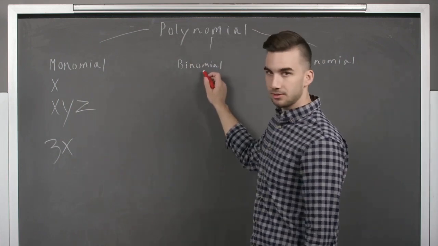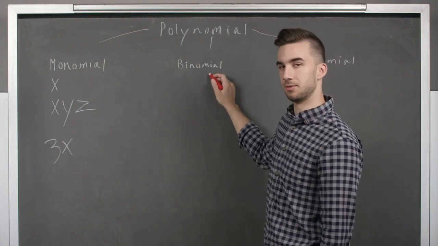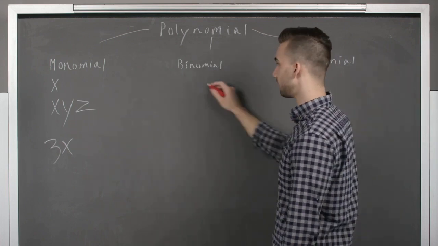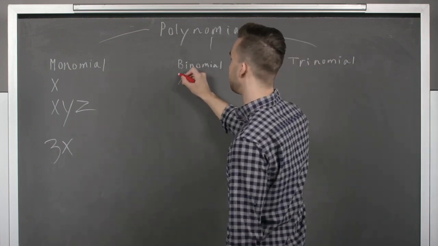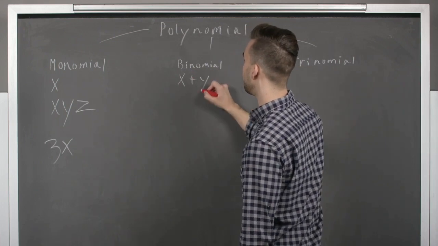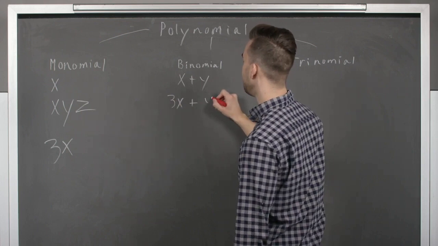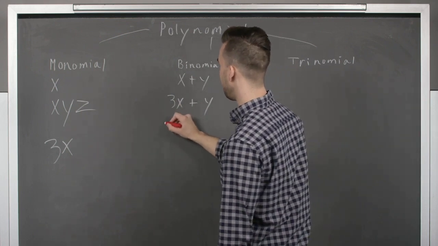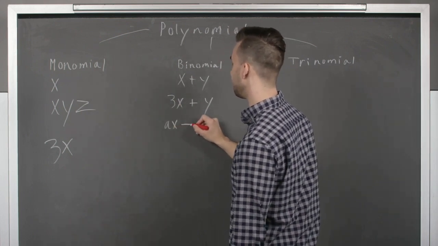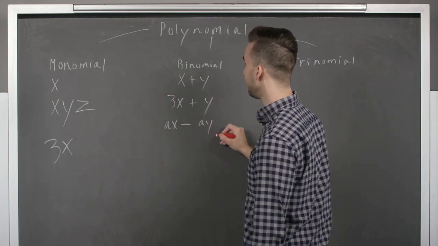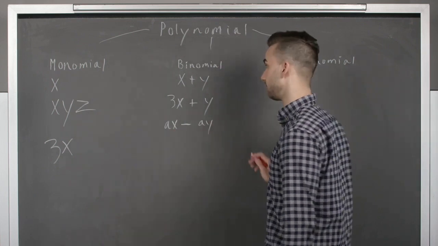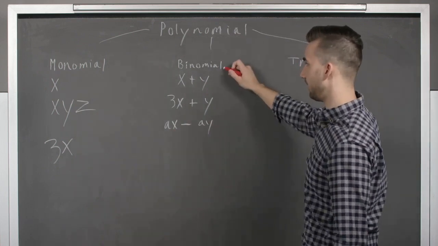And binomials is an expression with two terms. So examples would be x plus y, or 3x plus y, or ax minus ay. Anything with two terms can be called a binomial.